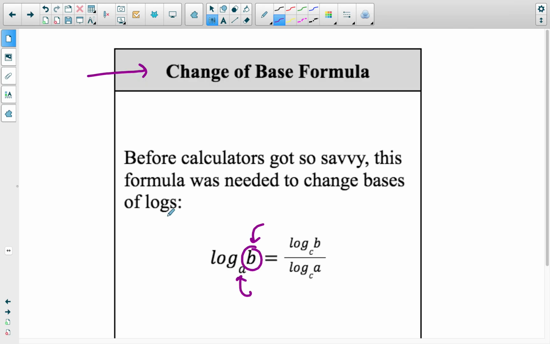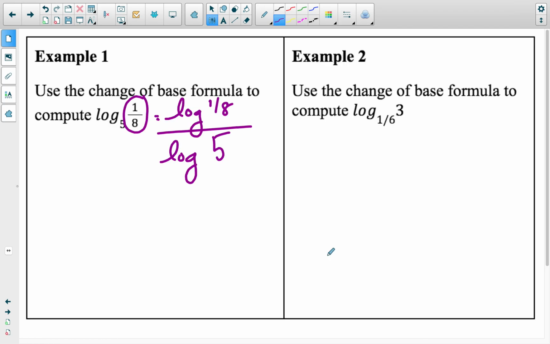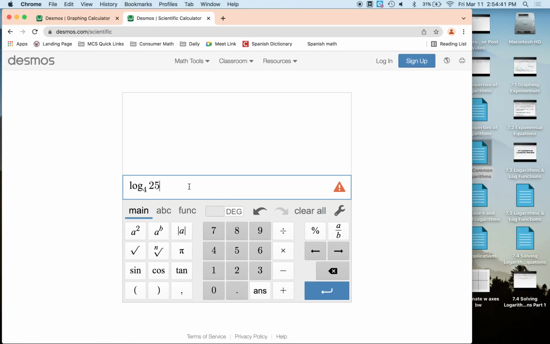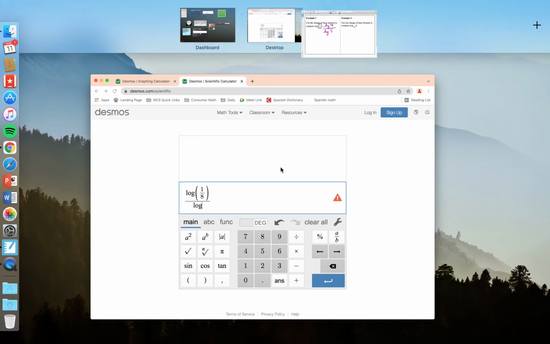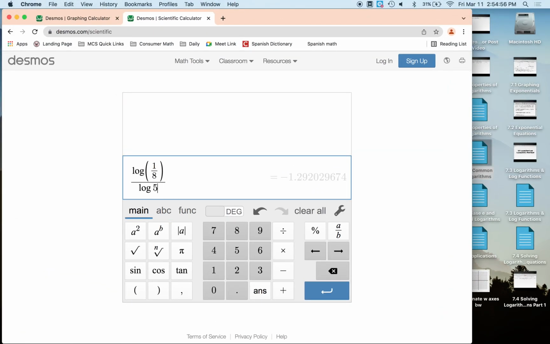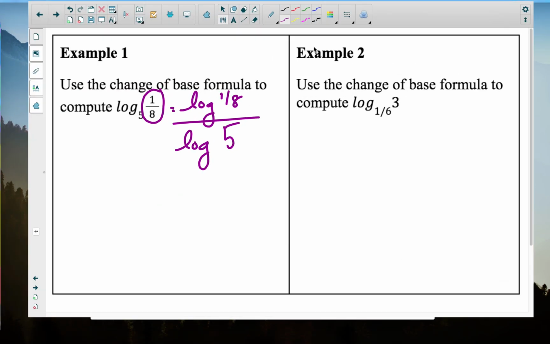You see how the b is up here and the a is down here. And now we can use a calculator for that. Log of 1/8, need to be careful with parentheses, divided by log of 5. And we end up with -1.292.